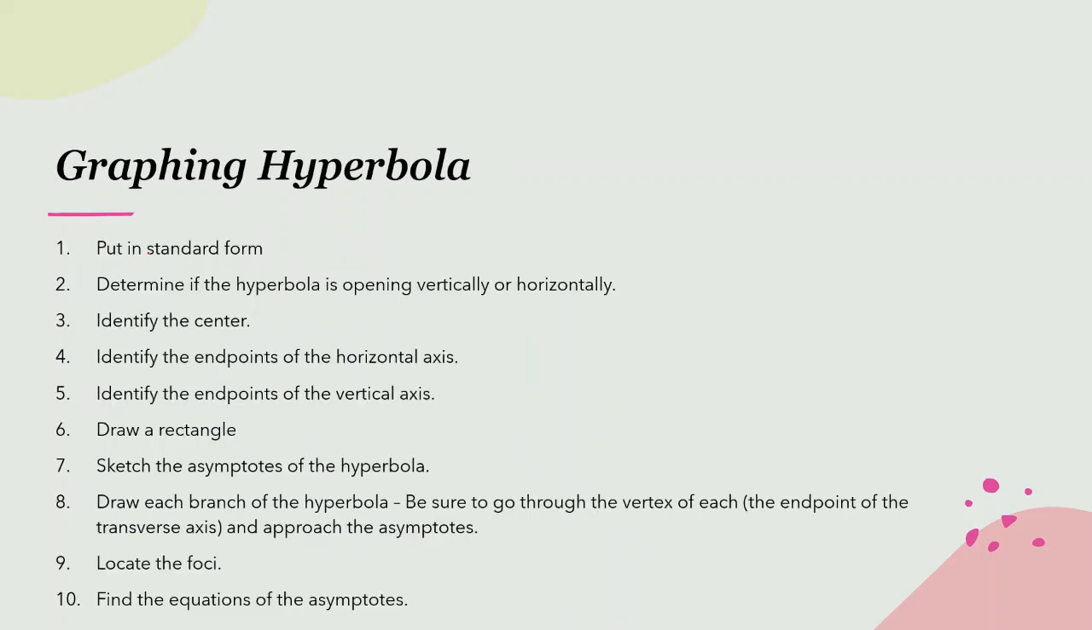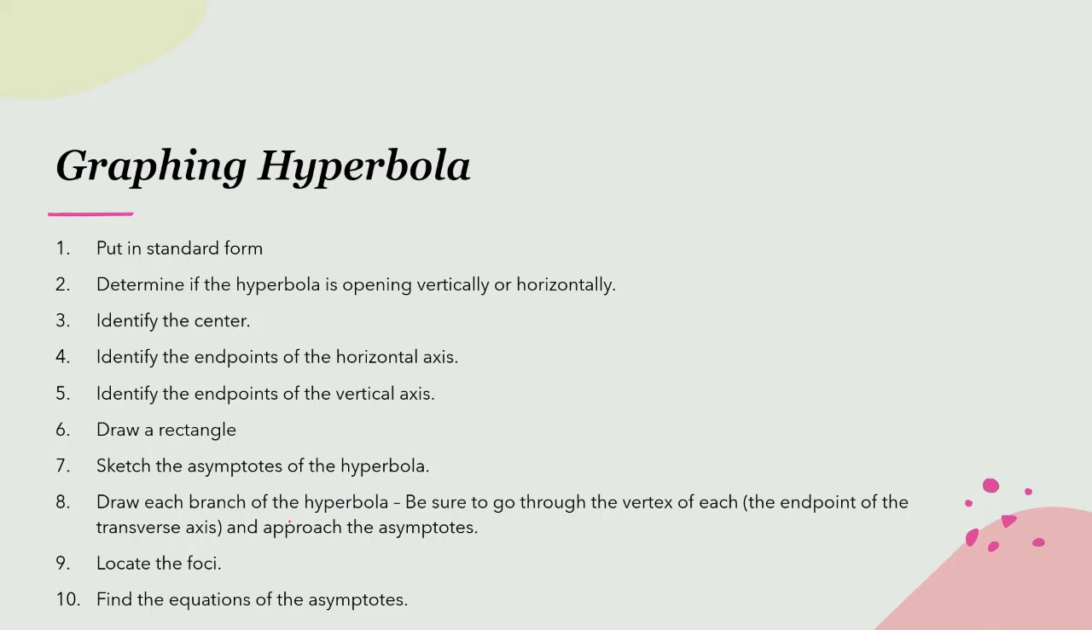So these are the procedure in graphing hyperbola. First, we have to put it in standard form. Determine if the hyperbola is opening vertically or horizontally. Identify the center. Identify the endpoints of the horizontal axis. Identify the endpoints of the vertical axis. Draw a rectangle. Sketch the asymptotes of the hyperbola.